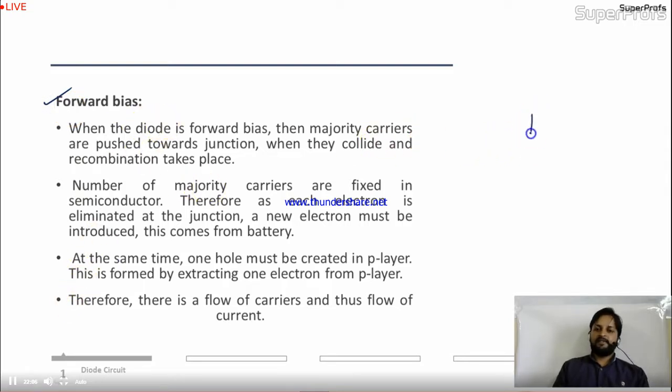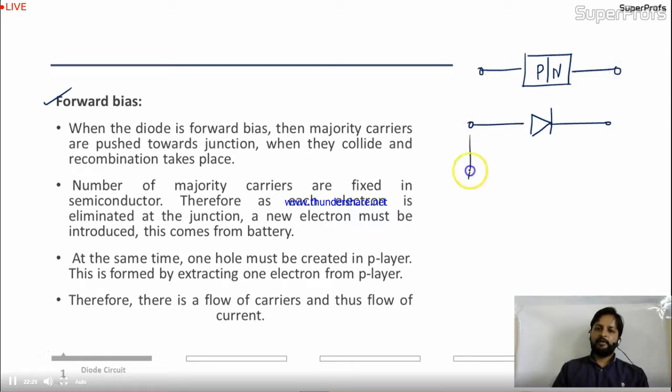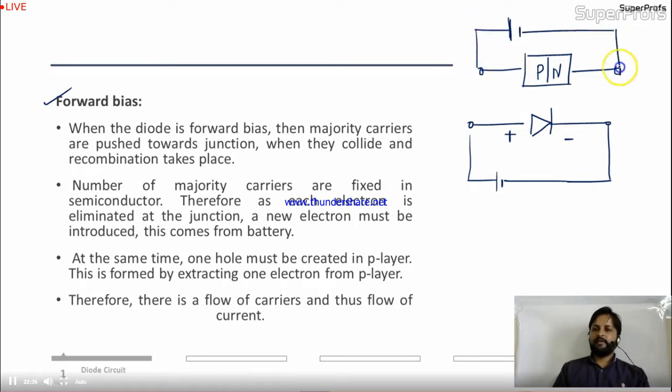When the diode is, let's take the symbol of the diode. This is the diode. Now, this is the real picture of the diode. This is the P type, N type, right? Now we have to connect the positive terminal of the battery to the P side of the diode. We connected it like this. This is positive, this is negative. In this case, what will happen? See, we are going to connect the positive terminal of the battery to the P region, and the negative of the battery to the N region.